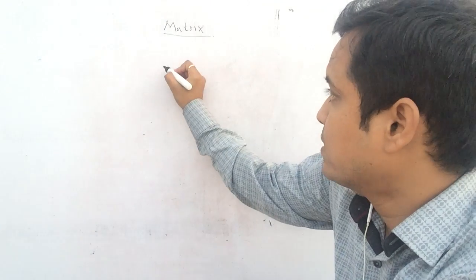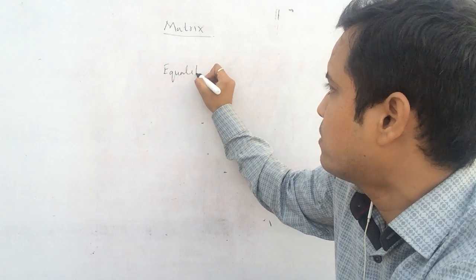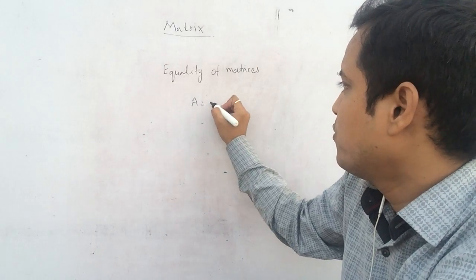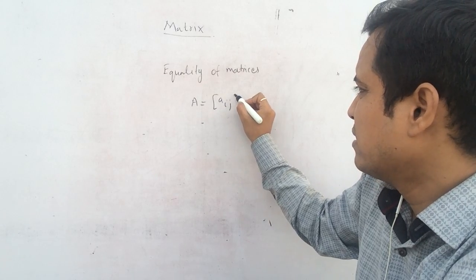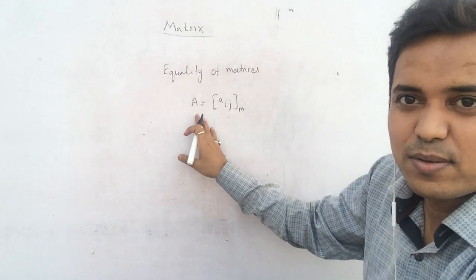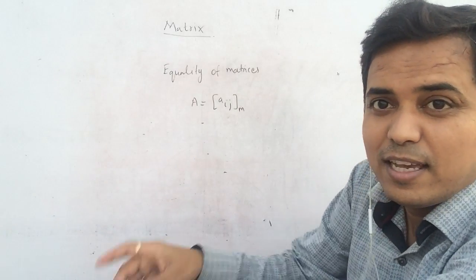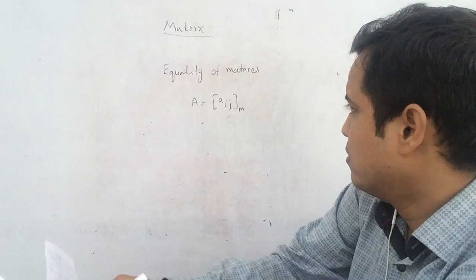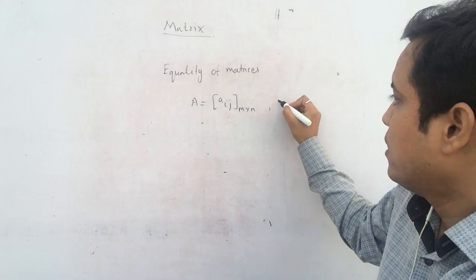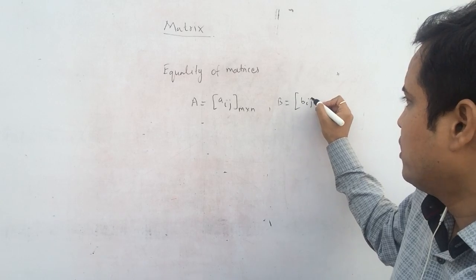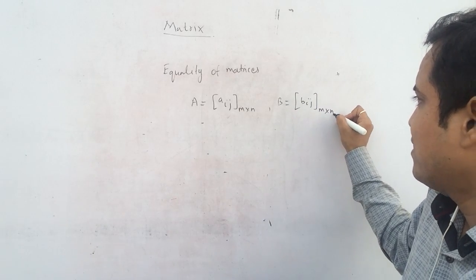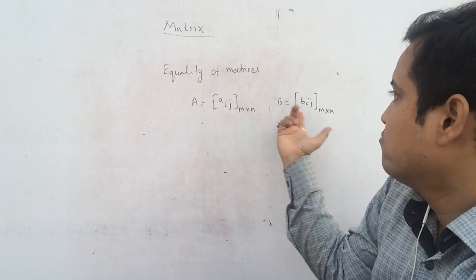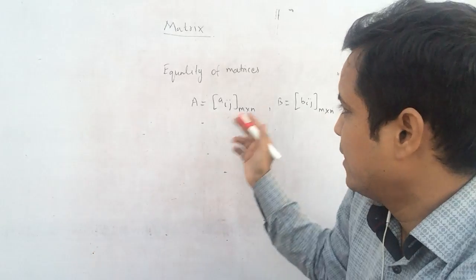Let's move to the equality of matrices. So if A equals Aij, this is the matrix with elements like A11, A12, A13, A14, as I have explained. You have to define the order, and the order is M cross N, and B should be Bij, and the order is also M cross N. Suppose the order is something else, then equality is not possible. That means they cannot be equated.